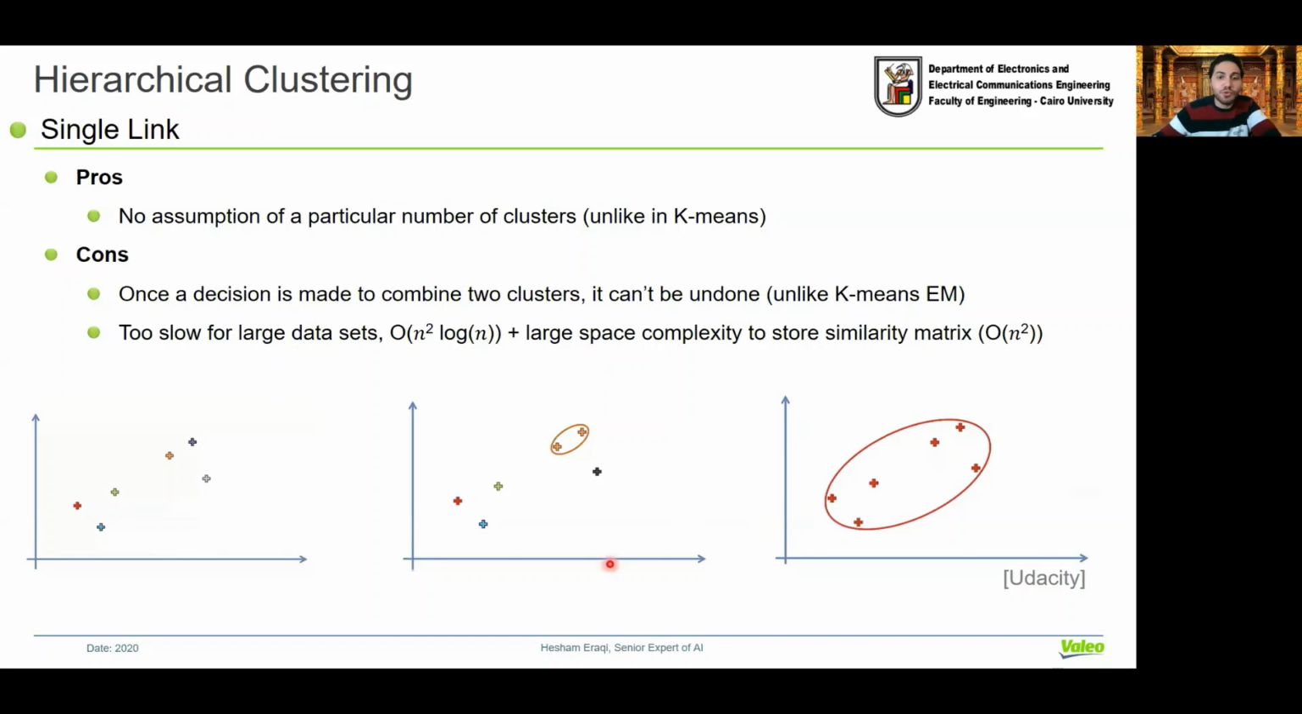Okay, and if you check any configuration out of all of these configurations, let's imagine the second configuration we have here. Once the hierarchical clustering made the decision that your 5 clusters are like that, these 2 points are one cluster, this 1 point is another cluster, this 1 point is a third cluster, and so on, this decision cannot be undone, unlike the k-means expectation maximization algorithm. So you can think of this as a minor disadvantage of hierarchical clustering.